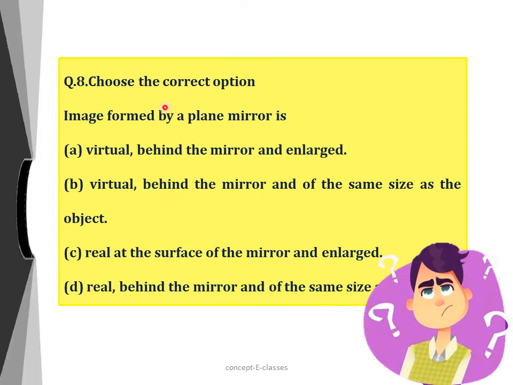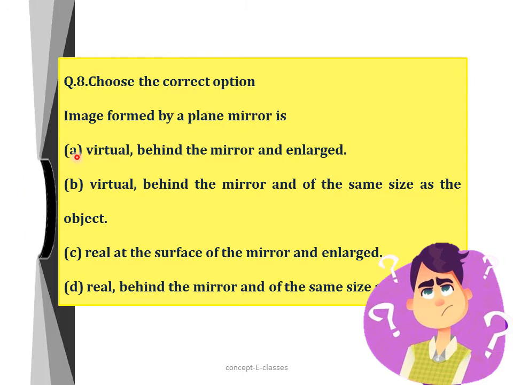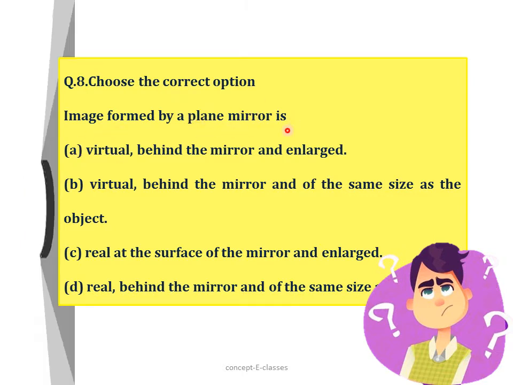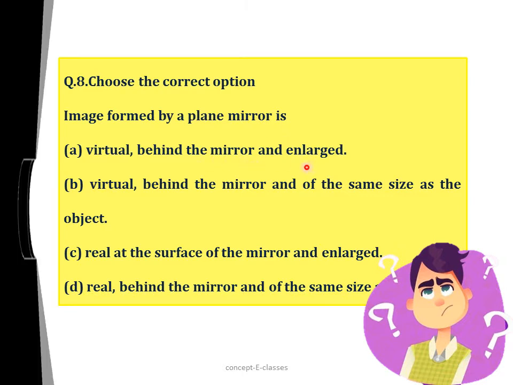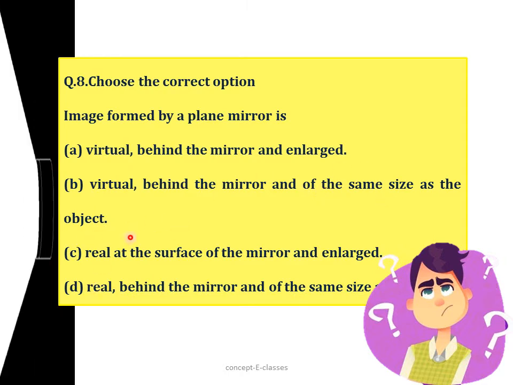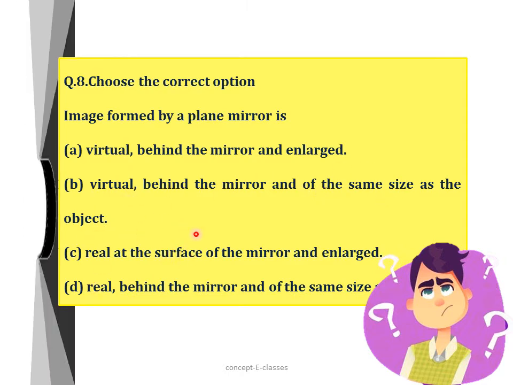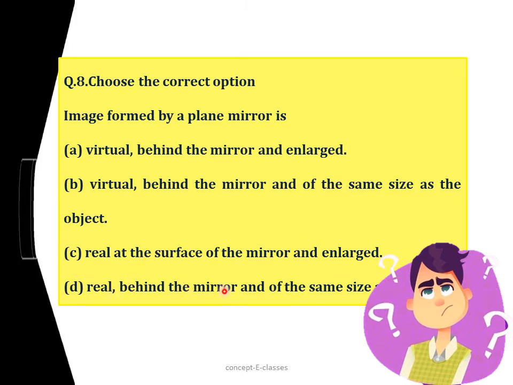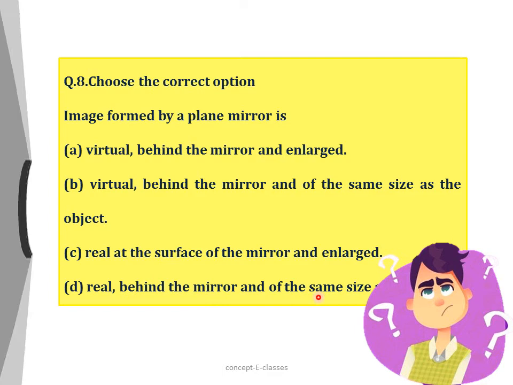Question number 8. Choose the correct option. The image formed by a plane mirror is A. Virtual, behind the mirror and enlarged. B. Virtual, behind the mirror and of the same size as the object. C. Real, at the surface of the mirror and enlarged. D. Real, behind the mirror and of the same size.